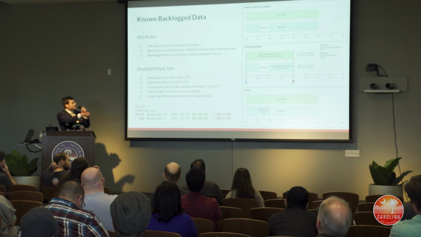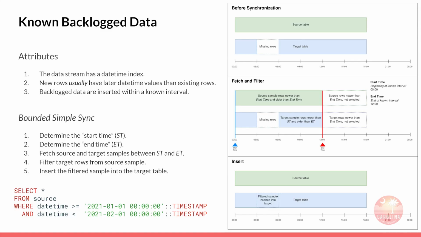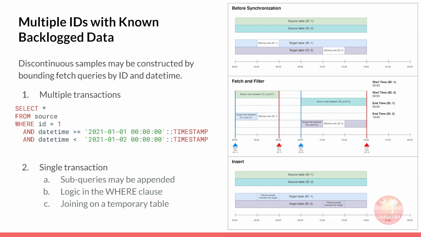It's just a matter of determining a start and an end bound, filter out everything between those intervals, filter out the duplicates, and plug the hole. So we can deal with backlog data if we know the intervals. The same holds true with multiple IDs.